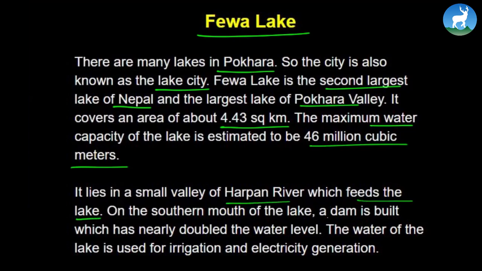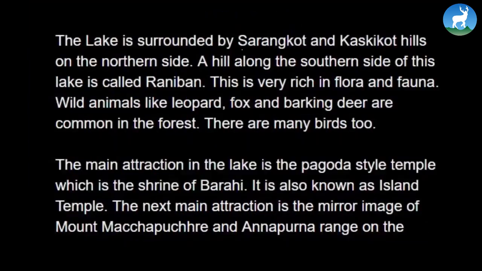On the southern mouth of the lake, a dam is built which has nearly doubled the water level. The water of the lake is used for irrigation and electricity generation. Let's go on reading this text. The lake is surrounded by Sarankot and Kaskikot hills on the northern side. A hill along the southern side of the lake is called Raniban.